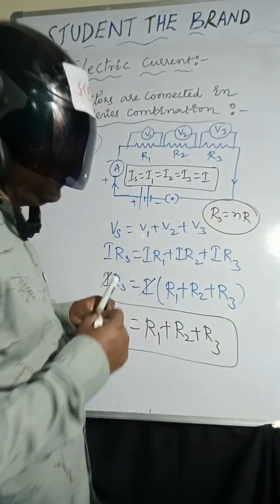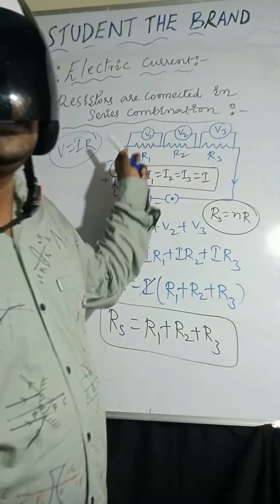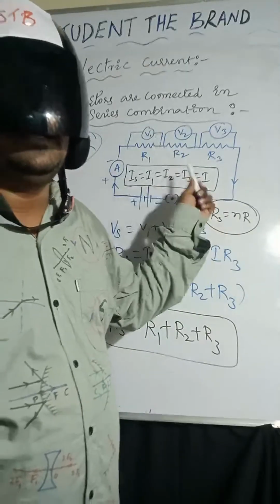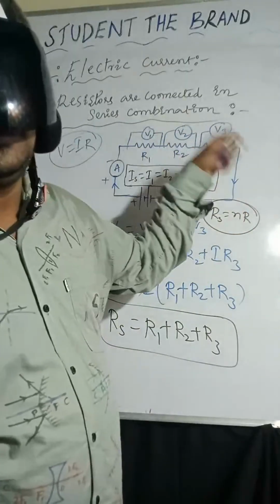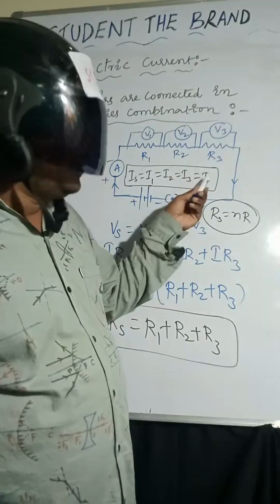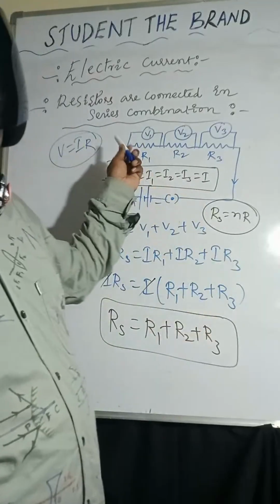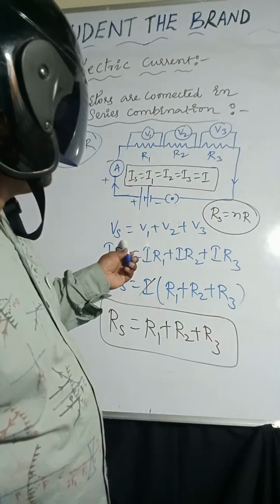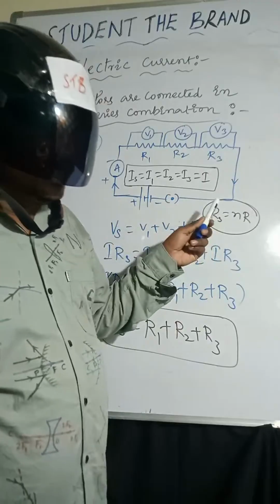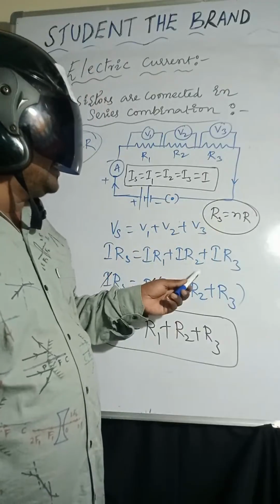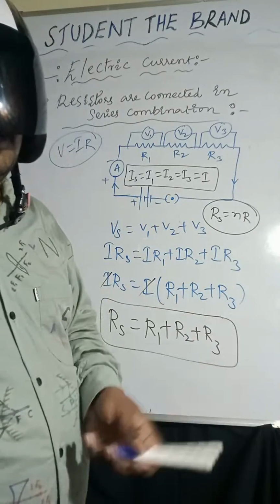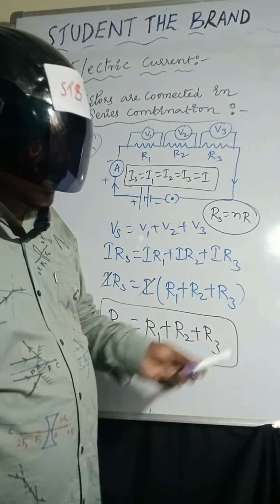Listen carefully, observe carefully here. All resistors are connected in series combination. Current is the same throughout the circuit. So that's why Is equal to I1 equal to I2 equal to I3 equal to I. From Ohm's law V equal to IR, I am taking Vs equal to V1 plus V2 plus V3. So now IRs equal to IR1 plus IR2 plus IR3. I am taking I common, I get cancelled. Rs equal to R1 plus R2 plus R3. Okay, so I hope it is very clear.